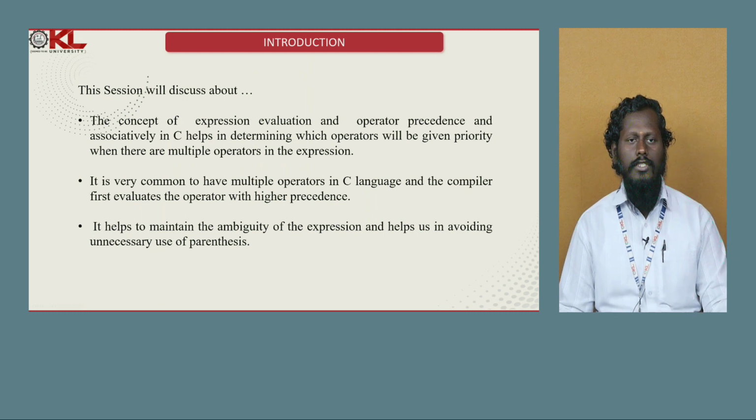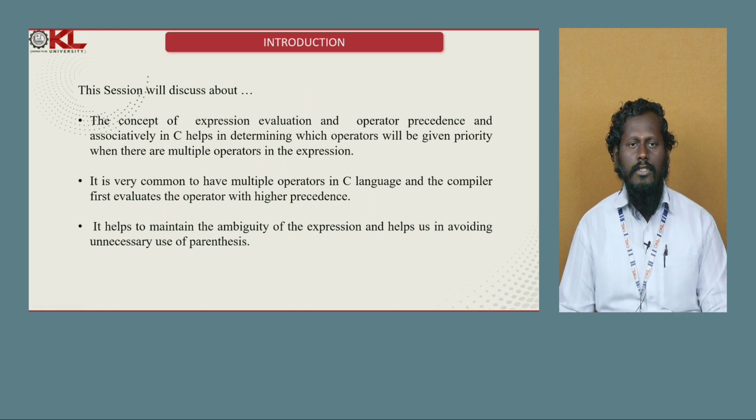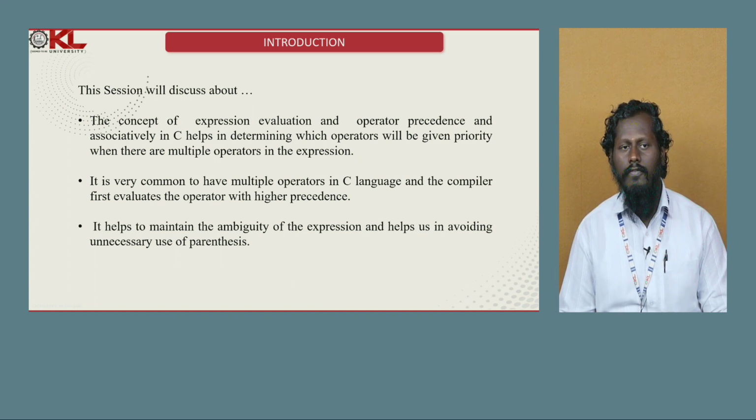So this session introductions. The concept of expressions, evaluations and operator precedence and associativity in C helps determining which operator will be given higher priority when there are multiple operators in the expressions. So if you take a single expression, if it has multiple operators, we have to know which operator has the highest precedence, that means the highest priority, and how we can evaluate the expression whether it is left to right or right to left. So associativity is nothing but to traverse into the expressions.